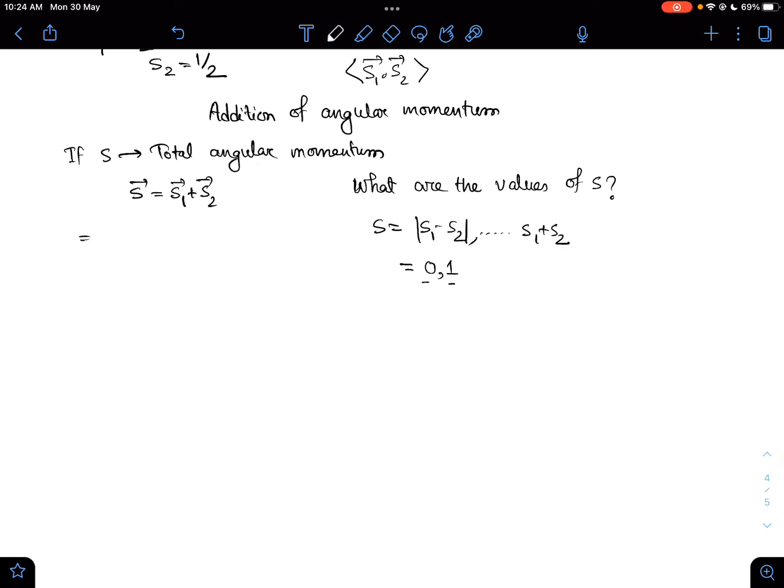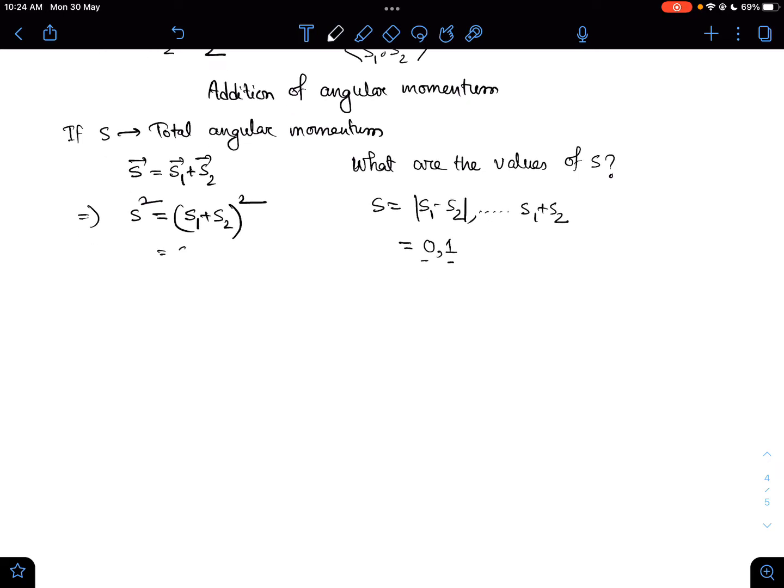Now we can write S squared equal to (S1 + S2) squared. So it will be S1 squared plus S2 squared plus 2 S1 dot S2. So S1 dot S2 can be written as (S squared minus S1 squared minus S2 squared) by 2.